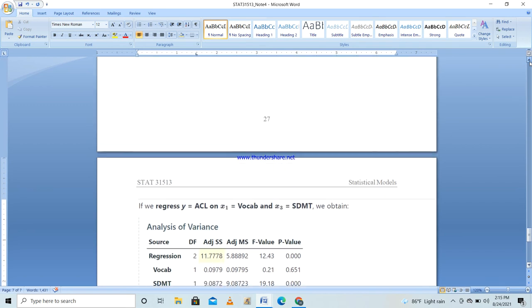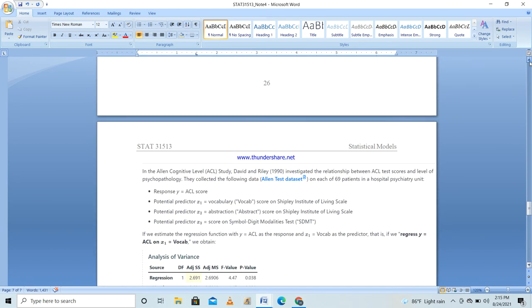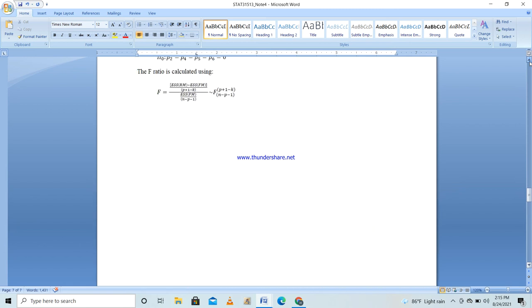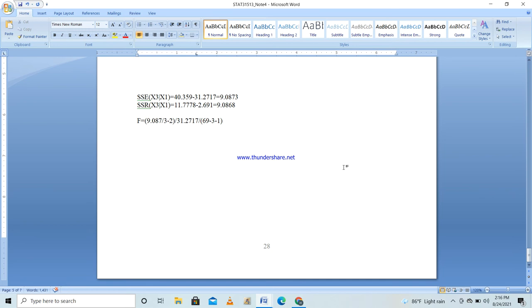So in this case, I'll just show you the statistic calculation that we did it correctly. See, here you have n minus p minus 1, right? Small change here: the p is the number of x variables you have in the full model. So that should be 2 here. So in this case, you have 69 minus 3, that is 66.